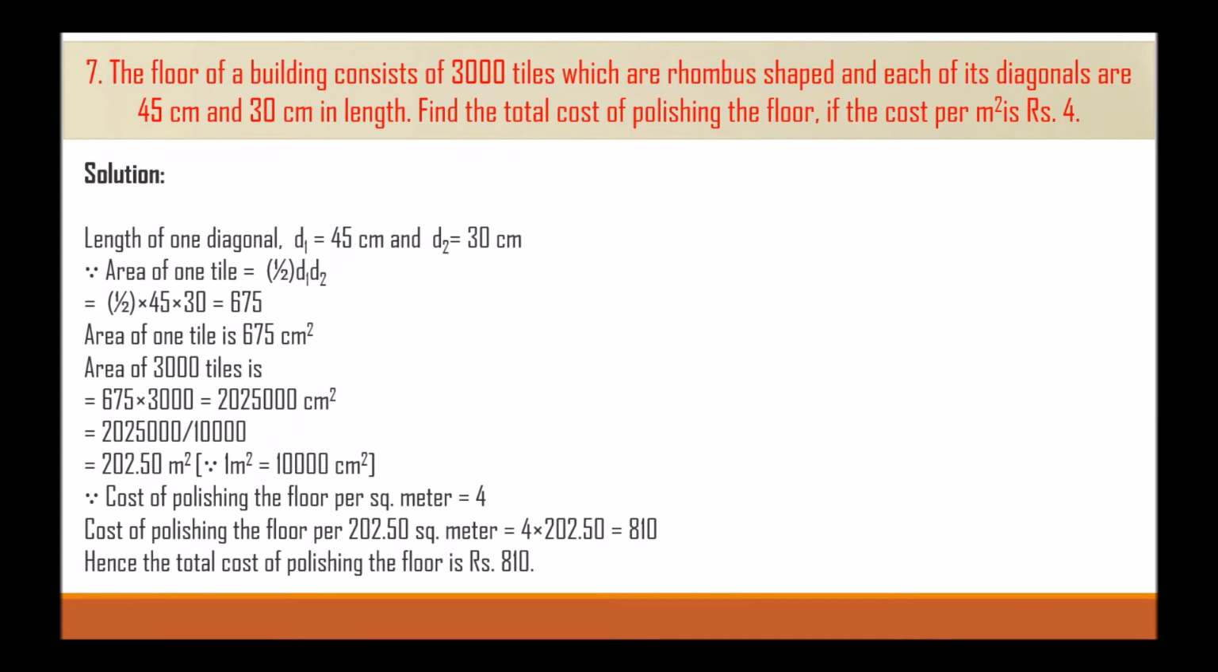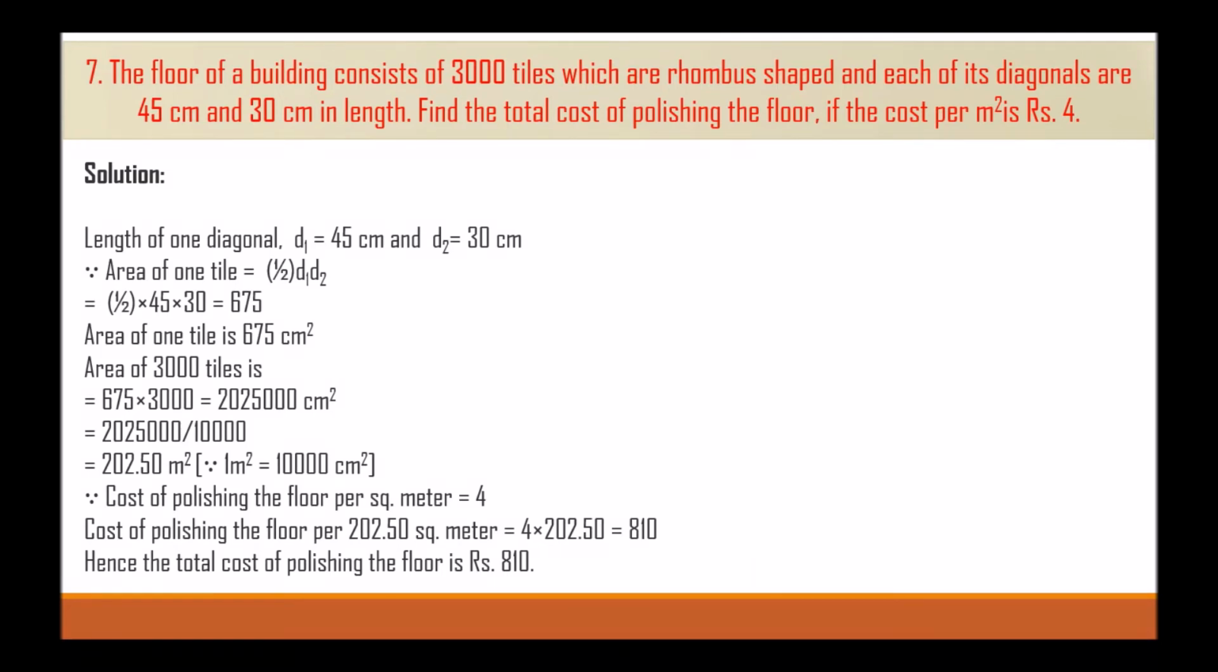Seventh, the floor of a building consists of 3000 tiles which are rhombus shaped and each of its diagonals are 45 centimeter and 30 centimeter in length. Find the total cost of polishing the floor if the cost per meter square is rupees 4. So the length of one diagonal is 45 centimeter and the second is 30 centimeter. Area of one tile equals half into D1 into D2.